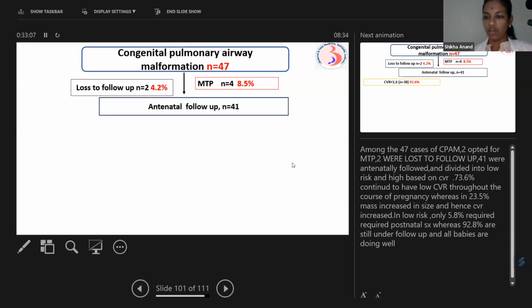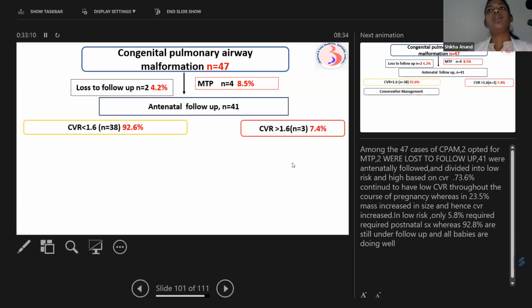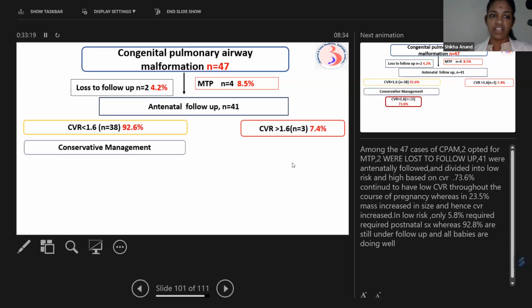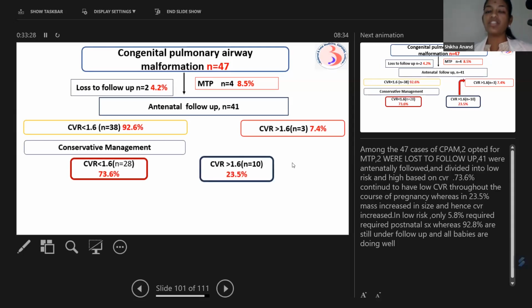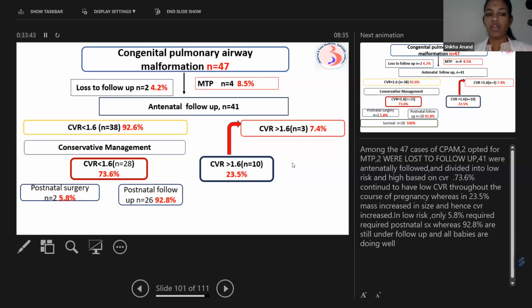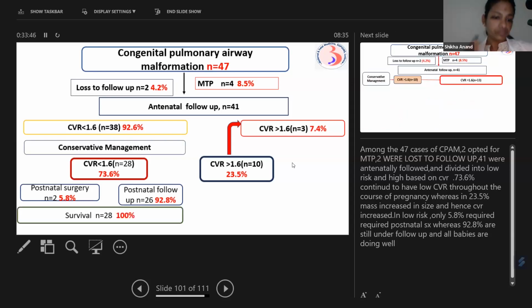Antenatally, 41 patients were followed up, and they were divided into high-risk CPAM and low-risk CPAM based on the CVR. 92.6% were under low risk, and hence they were conservatively managed. But during the course of follow-up, 73.6% remained within the low-risk CVR, whereas 23.5% progressed, that is the mass increased in size and hence progressed to high-risk CVR. Of the patients under low-risk CVR, only 2 required postnatal surgery, and the rest were under postnatal follow-up, and all babies are surviving under the conservative management.